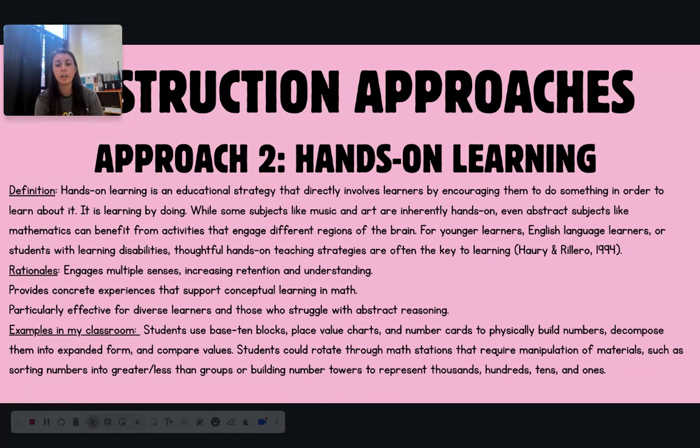So for younger learners, ELL learners, or even students with learning disabilities or that are a little bit behind their peers, hands-on teaching strategies are often the key to learning. This engages multiple senses, it increases retention, and it increases understanding. It provides concrete experience that supports the learning in math.